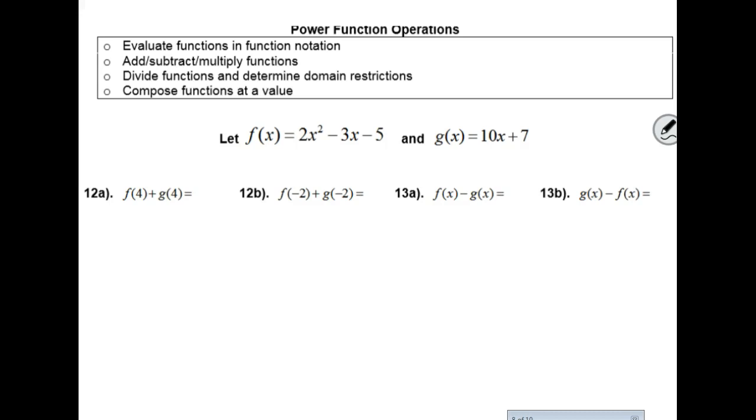Alright, new stuff. Get a new score for this section. This is power function operations. So a lot like the beginning of the test, but everything's going to be in function notation.